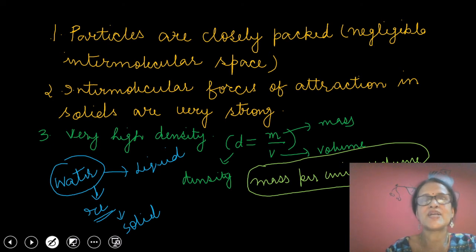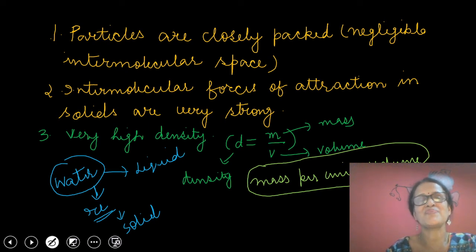The reason is that during the formation of ice, there is a large space present between molecules. So because of the presence of large space, mass per unit volume will become less, and hence density of ice will be lesser than the density of water. What happens when this ice melts into water? When this ice melts into water, the empty space will be filled. That's why the density of water will be higher than the density of ice.